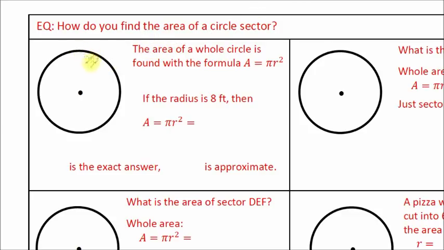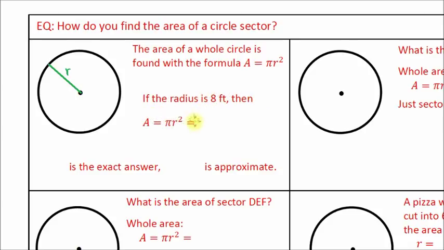We've got a circle. I'm going to go ahead and do what we did last video. Let's draw a radius here. Again, the circumference of a circle and the area of a circle depend on the length of the radius. So let's label this as lowercase r. There's our radius of a circle. And the area of a whole circle is found with the formula area equals pi r squared.